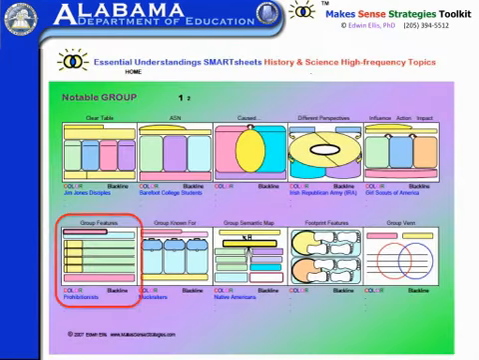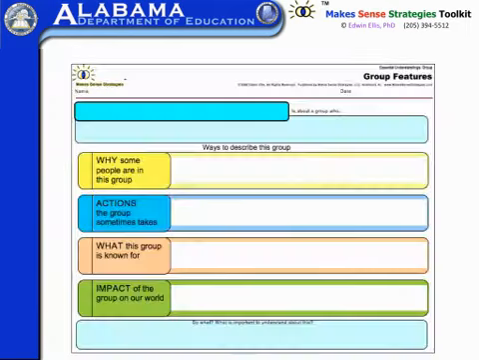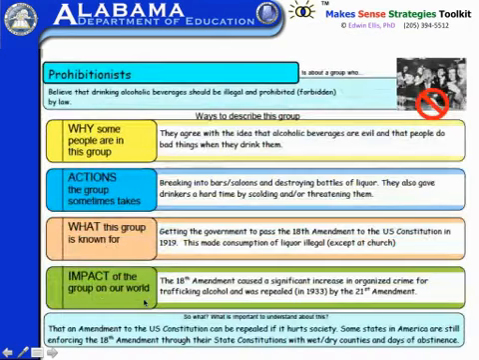Now let's look at this one. This one has prompts that are more specific in terms of what's essential to understand about any famous group. So for example, why some people are in this group or why they join it, actions the group sometimes takes, what the group is known for, what was the impact of that group on the world. And here's an example, prohibitionists.